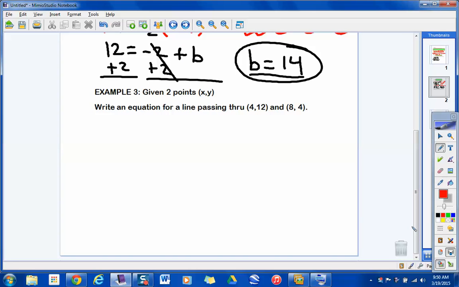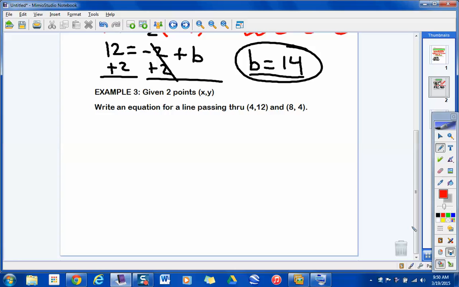All right? This is the example where I'm giving you what? What's it say? 2 points. I'm giving you 2 points. Do you know the slope, first of all? Does it say the slope up there? I'm not giving you a slope at all, am I? No. Okay. Am I giving you the y-intercept? No. I'm not giving you either one, but I am giving you what? 2 points. All right.